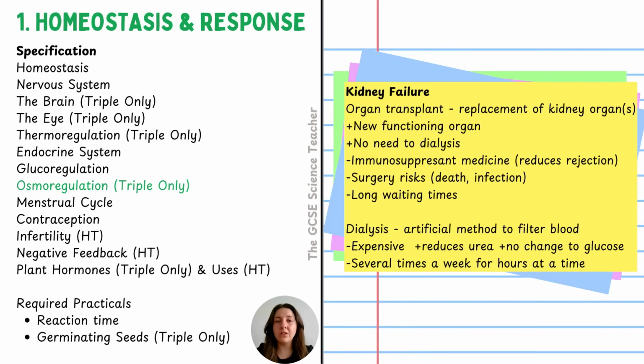However, you also need to be aware that there are surgery risks: death, infection. Also, immunosuppressant medicines, which reduce the chance of rejection, will be needed, but this can lead to opportunistic disease.